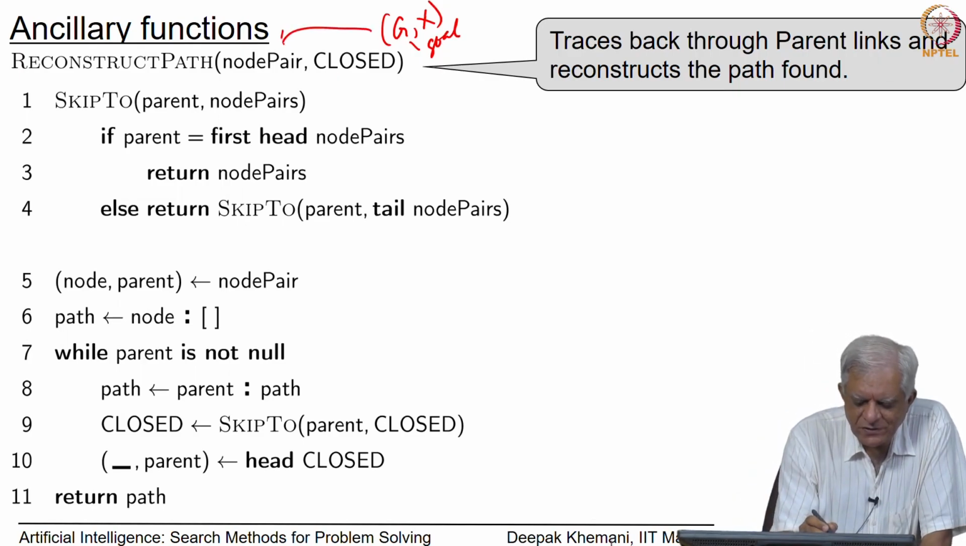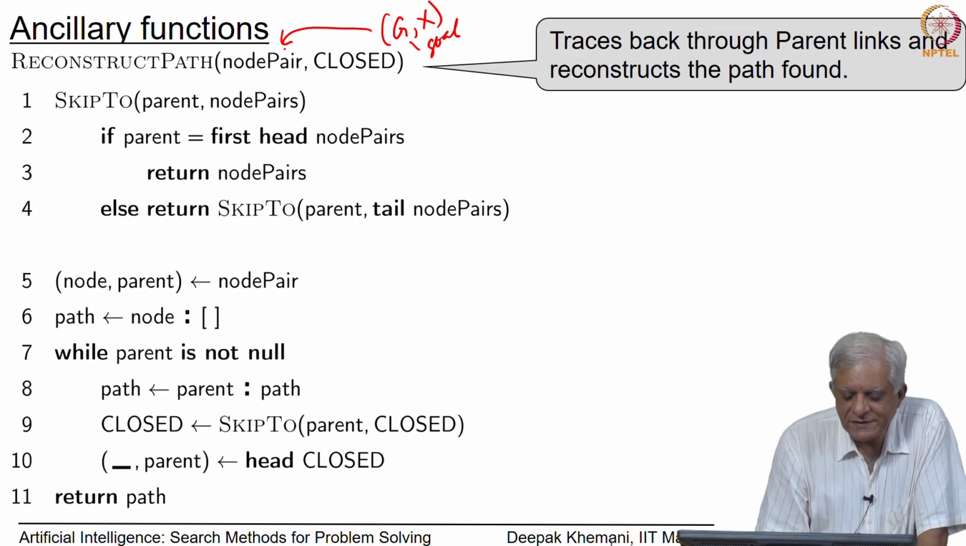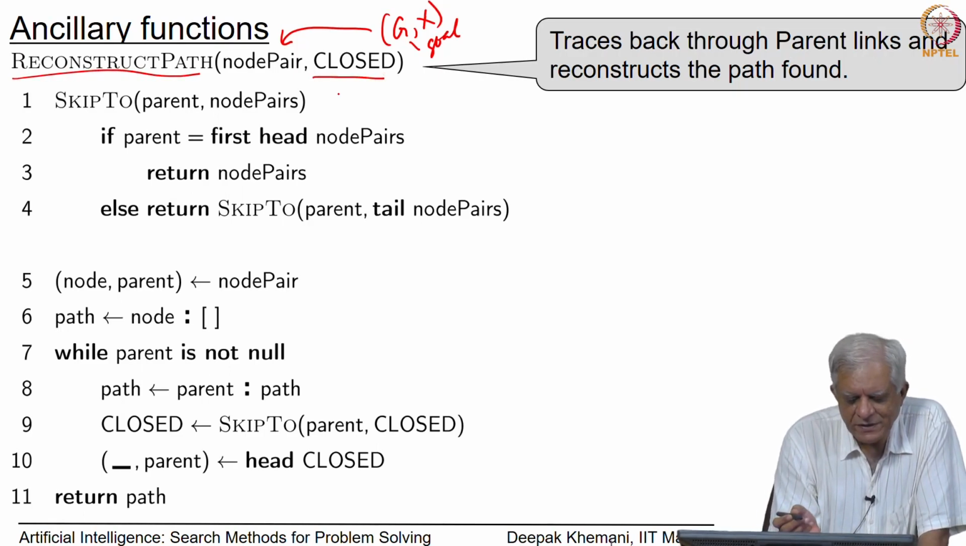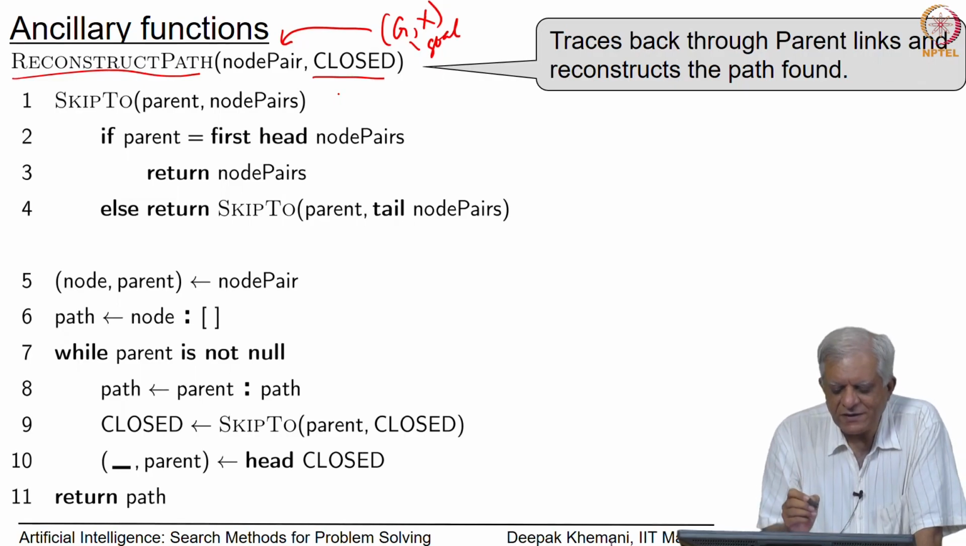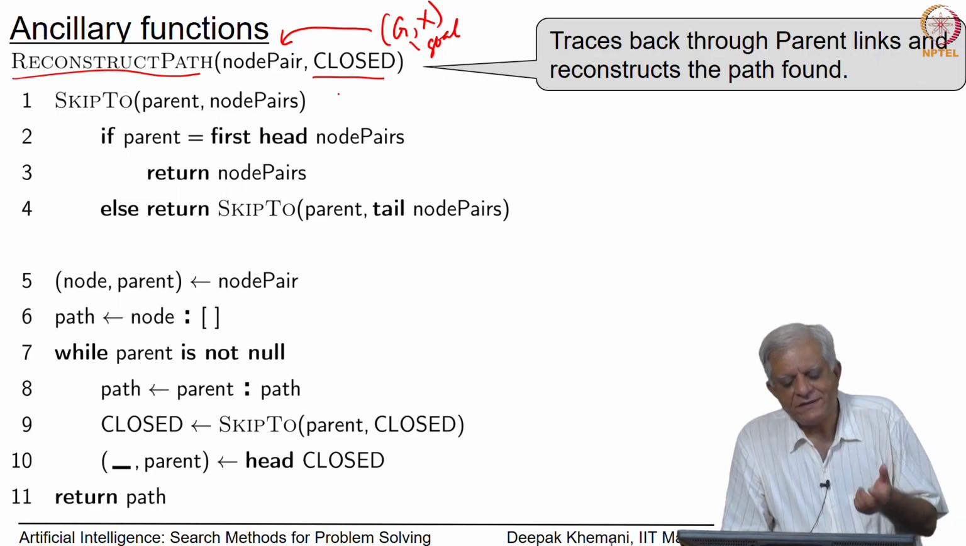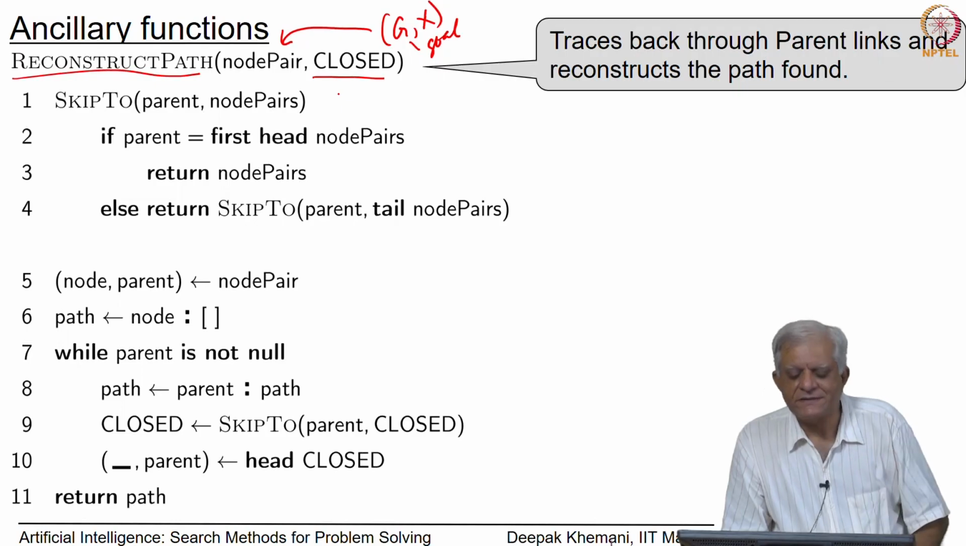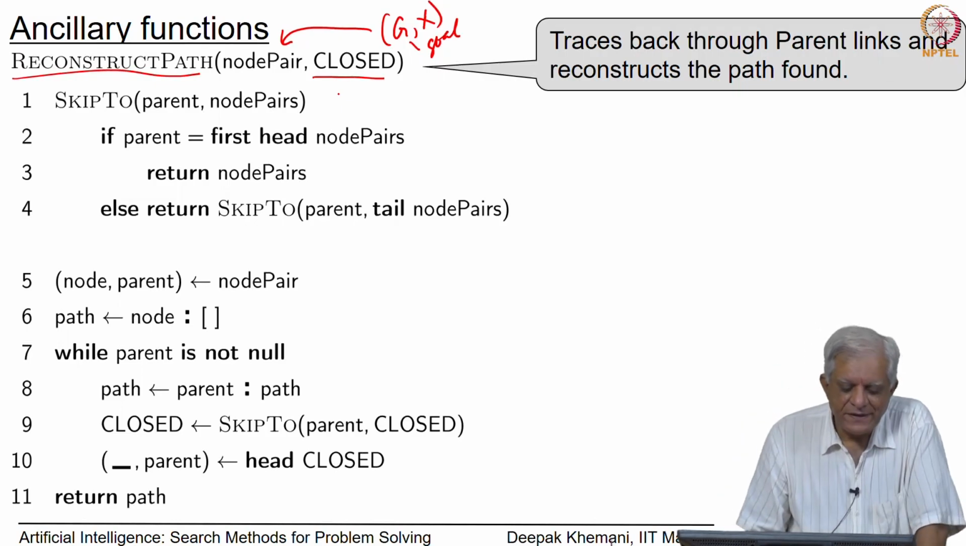So, this is the node pair that will be input to this reconstruct path function, and the other input would be the closed list, and the closed list will have somewhere in it a pair which says X and the parent of X, and let us say the parent of X is Y, and then somewhere it will have a pair containing Y and the parent of Y, and so on and so forth till we reach the start node whose parent is null.